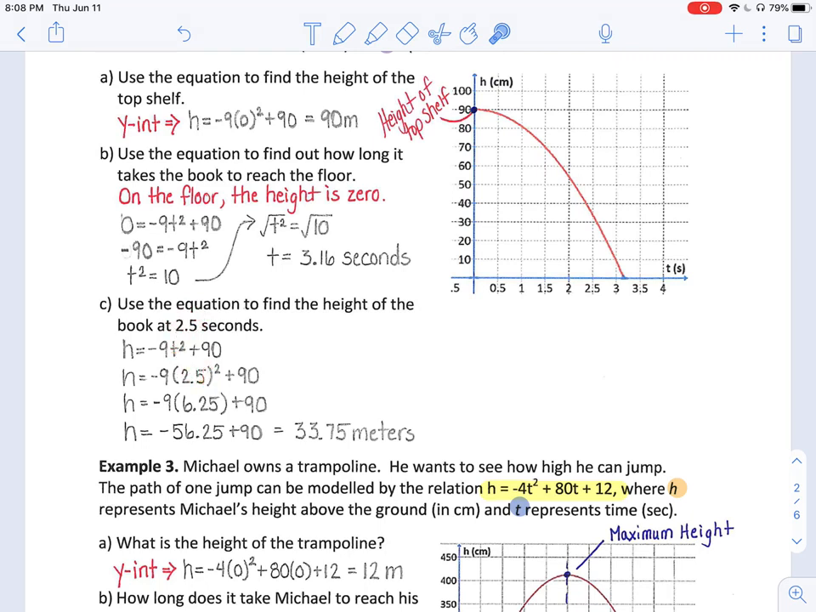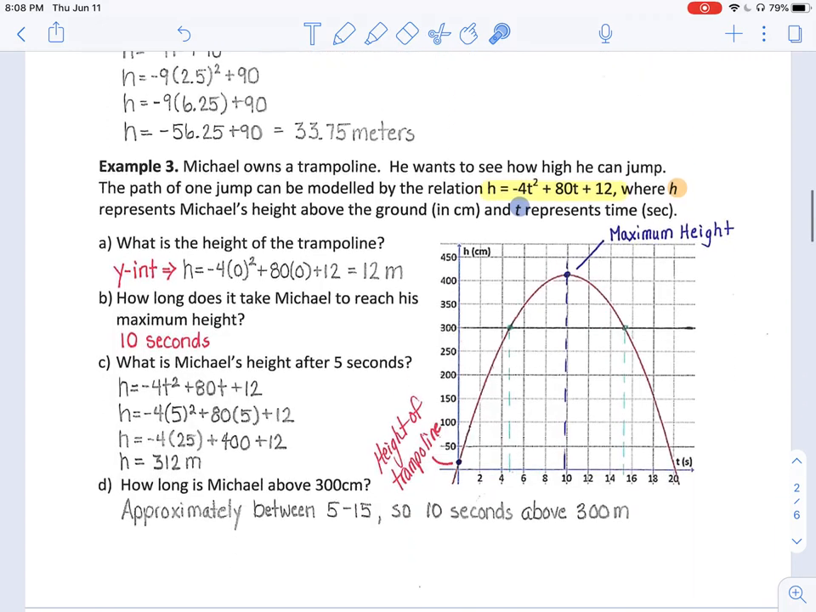And then we simply solve for the height, which is 33.75 meters. That should be centimeters, but 33.75. So what that means is that at 2.5 seconds, it is about 33.75 centimeters off of the ground.